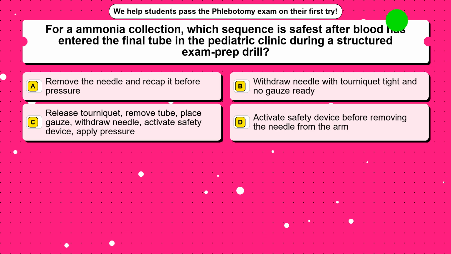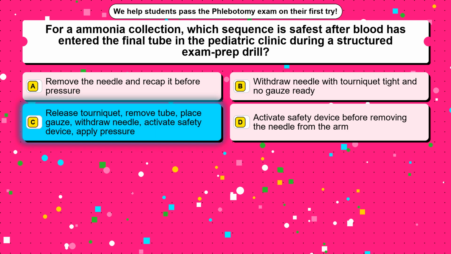Question 79. For an ammonia collection, which sequence is safest after blood has entered the final tube in the pediatric clinic during a structured exam prep drill? Option A. Remove the needle and recap it before pressure. Option B. Withdraw needle with tourniquet tight and no gauze ready. Option C. Release tourniquet, remove tube, place gauze, withdraw needle, activate safety device, apply pressure. Option D. Activate safety device before removing the needle from the arm.